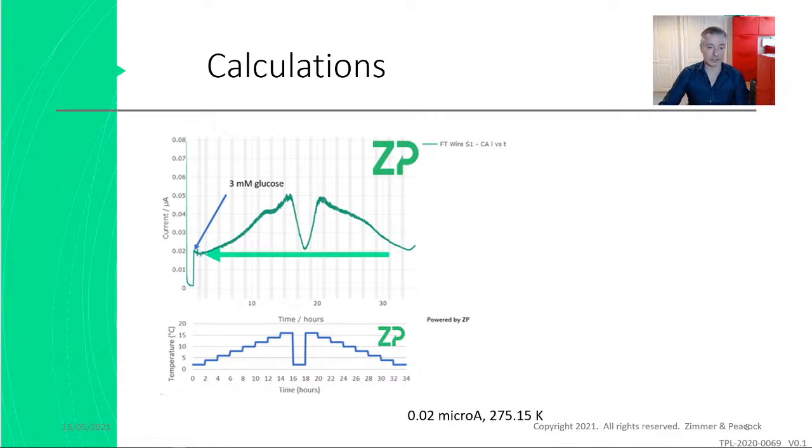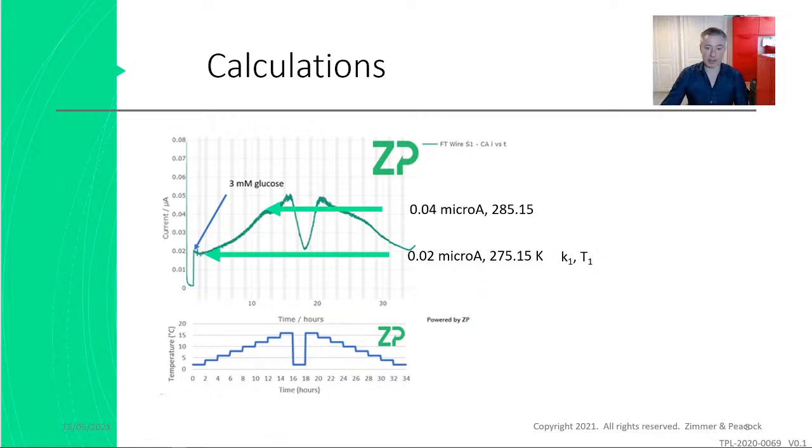Essentially, at a temperature of 2 degrees Celsius, which I've put in Kelvin, so that's 275.15 Kelvin, we get a current of 0.02 microamps. So that gives me my K1 and my T1. My K1 is my rate: my rate at 275 Kelvin is 0.02 microamps, and my rate is 0.04 microamps at about 12 degrees Celsius, which is about 285 Kelvin. So that's my K2, T2.